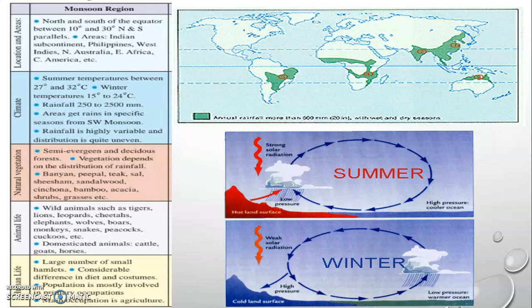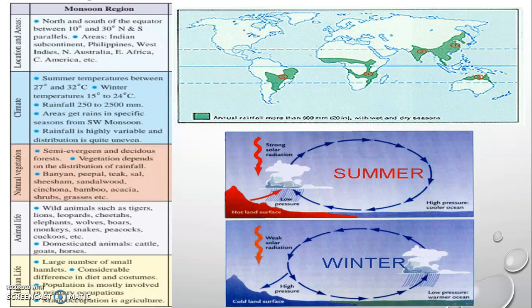Rainfall, if you see, measures from 250 to 2500 millimeters. The areas shown in the map get more than 600 millimeters. So rainfall is also in a good amount in this monsoon region, and that is the reason it is called the monsoon region. Okay, now from where does this region get the monsoon?